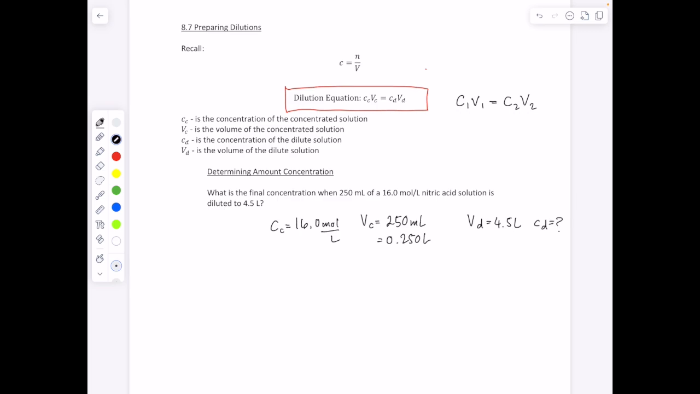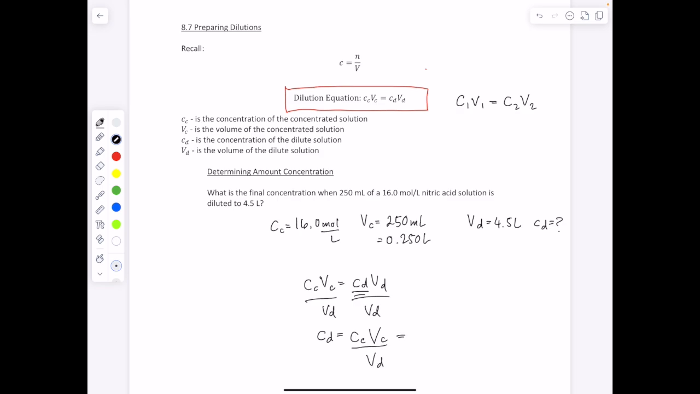We need the concentration of this new diluted solution. So we know CcVc equals CdVd, and what we want to find is Cd, the concentration of the diluted solution. So we're going to divide both sides by the volume of the diluted solution, and we end up with the concentration of the concentrated solution times the volume of the concentrated solution divided by the volume of the diluted solution.